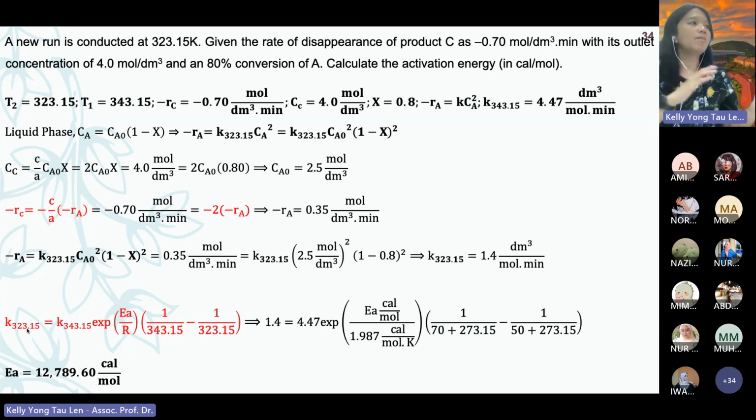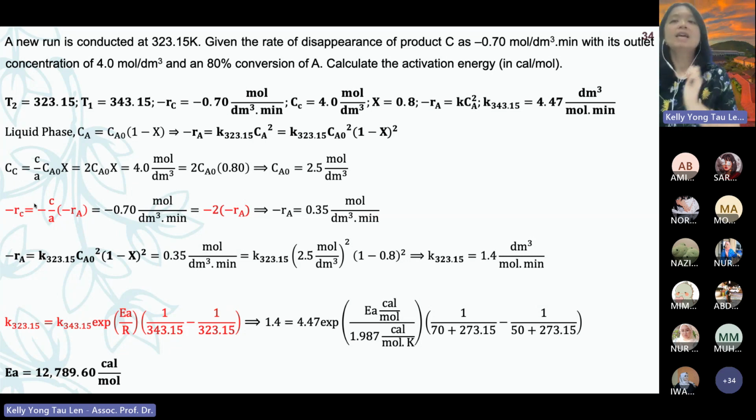Okay, so you come back and realize that they gave us two pieces of information: minus RC, and also the concentration value CC. Okay, so let us now figure out, from this minus RC and CC, where K will appear, so that we can get the value of K at the new temperature.